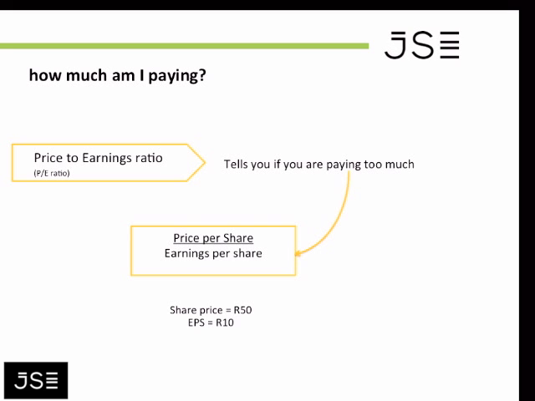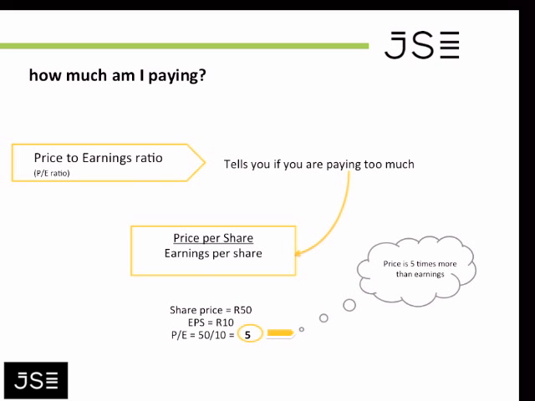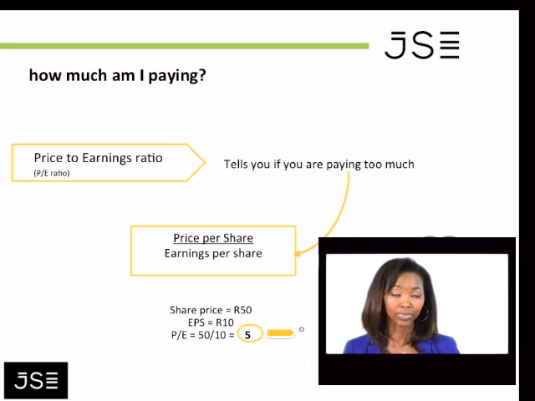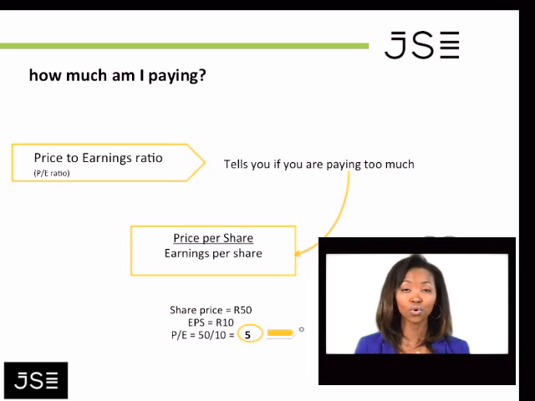So if your share price is 50 Rand and your earnings per share is 10 Rand, then 50 divided by 10 is equal to 5, which means you've got a PE ratio of 5. So what does that number actually tell you? It tells you that the price of the share is 5 times its earnings. And remember, earnings is just another word for the net income of a company. And why is that important to you as a shareholder? Because the net income is where the dividends are paid out of. So that's why it's of interest to you also.